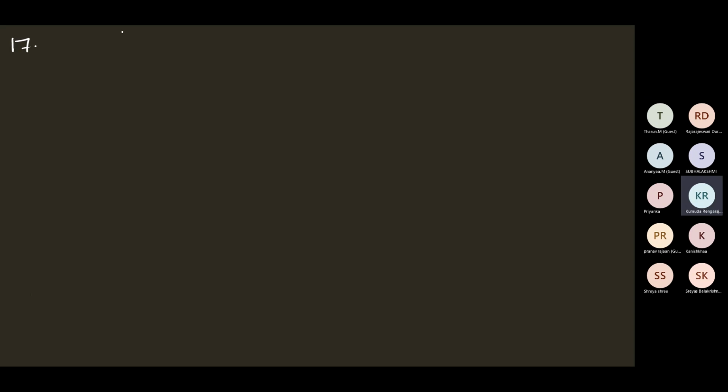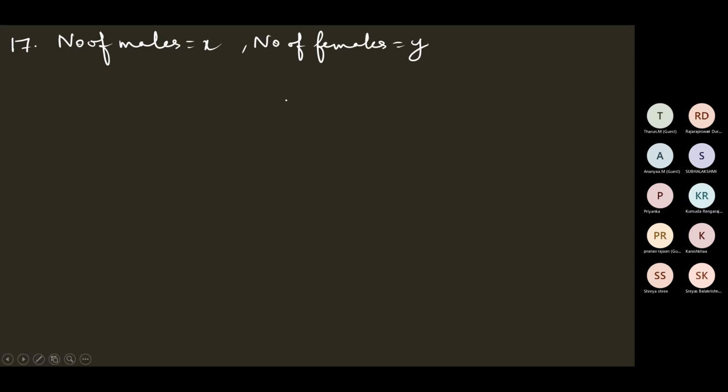All right, since we have to find the number of males and females in the village, let the number of males be X, number of females be Y. Now the present population is 5,000, which means X plus Y is equal to 5,000, correct?